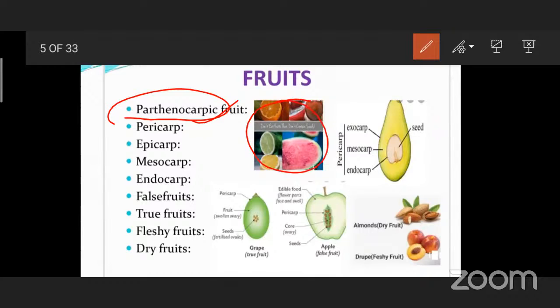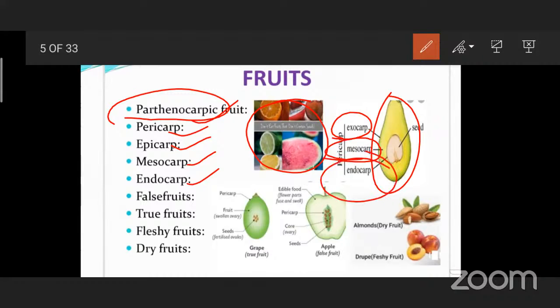banana, watermelon, orange. Next, pericarp. Generally, a fruit consists of the wall, the pericarp, and seeds. The pericarp may be fleshy or dry. When the pericarp is thick and fleshy, it is differentiated into outer layer, middle layer, and inner layer. The outer layer is called epicarp or exocarp, the middle part is called mesocarp, and the inner layer is called endocarp.